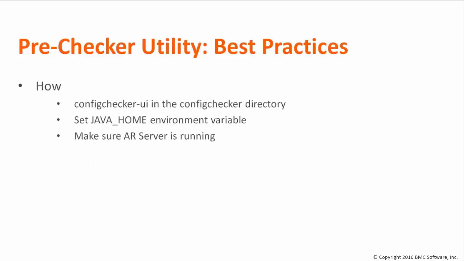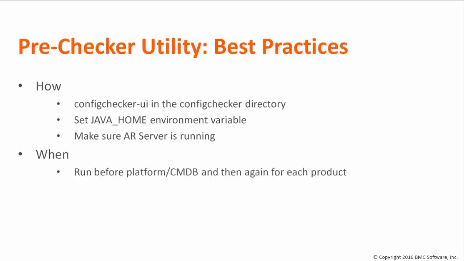The utility can be found in the config checker directory from the server installer, and you'll need to have a Java home environment variable set before you run it, otherwise you'll get a warning and it won't launch. The utility will log into your server, so make sure that's up and running as well.